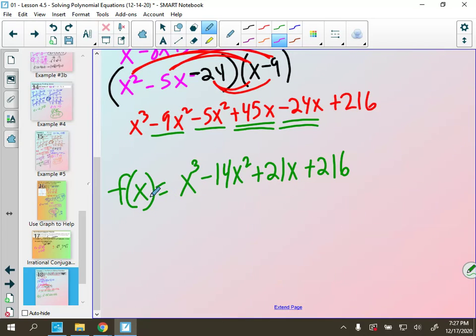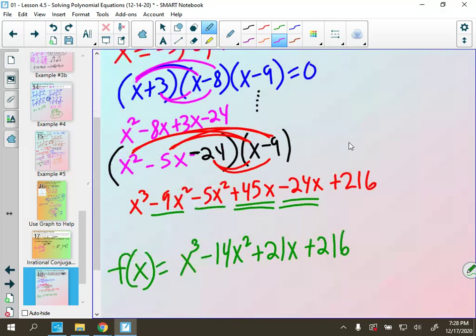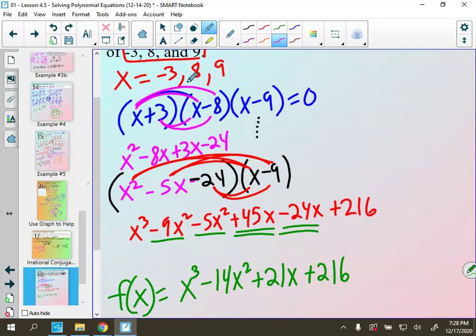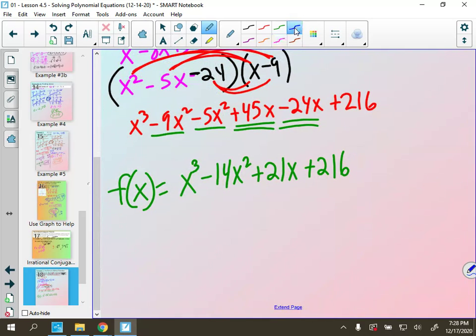F is a function of x. Big old numbers here, coefficients, whatever. Least degree, it's a third degree, real coefficients. So like I said, don't get hung up on that. That's all just going to happen. Leading coefficient should be 1. And I promise you, if we start this problem and try to find the zeros, here they are: -3, 8, and 9.